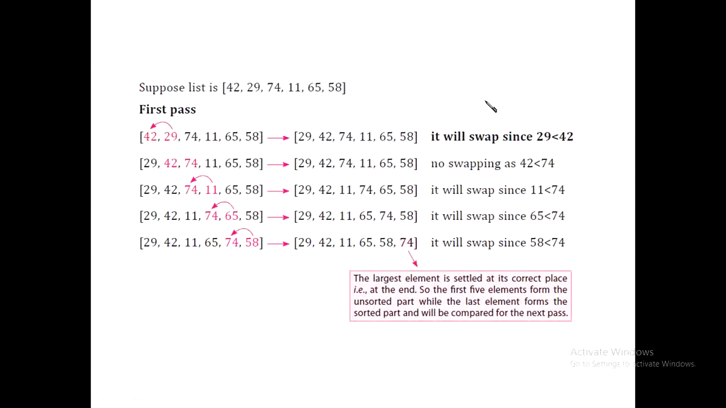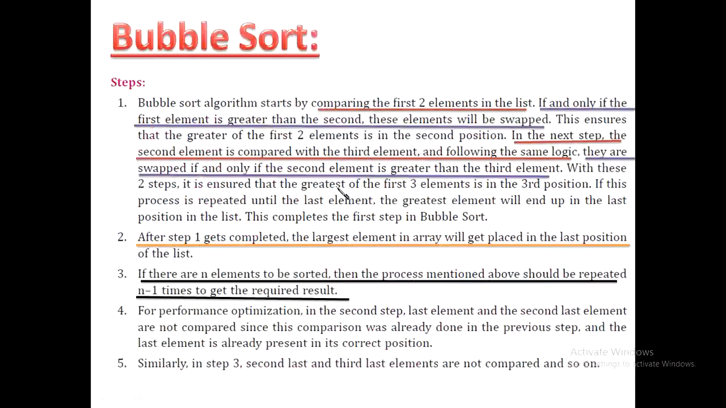Here it will check the first two elements, 42 and 29. If the first one is greater than the second one, these two will be swapped. Now check, 42 is greater than 29. Yes, correct. So 29 will come to the first place and 42 will come to the second place. So it is 29, 42, and the remaining elements will stay as they are: 74, 11, 65 and 58.